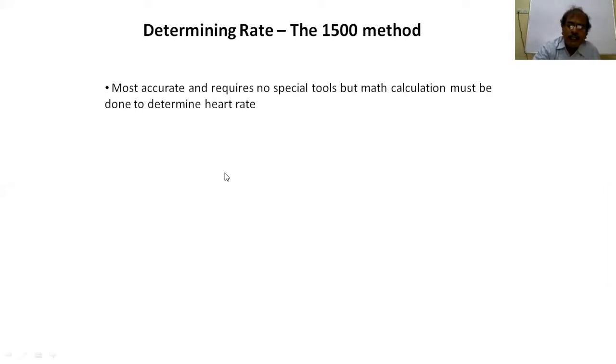Now, 300 big boxes. Each big box consists of 5 small boxes. So 300 into 5 is how much? This is 1500. So now you have to calculate the small boxes. This is more accurate and requires no special tools, but math calculation must be done to determine heart rate.